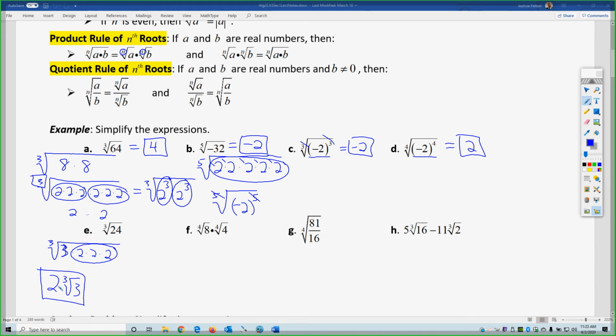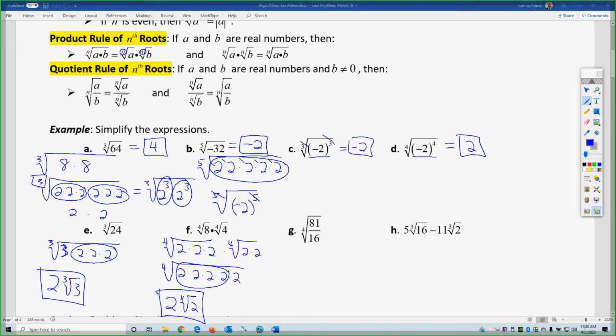The next one, the fourth root of 8, which is 2, 2, 2, times the fourth root of 2 times 2. Neither one of those has 4 of anything. However, I can use the product rule and bring them together since they are both the same root. So now I get a 4 here, so that's 2 fourth roots of 2. That's another example of a non-perfect root.